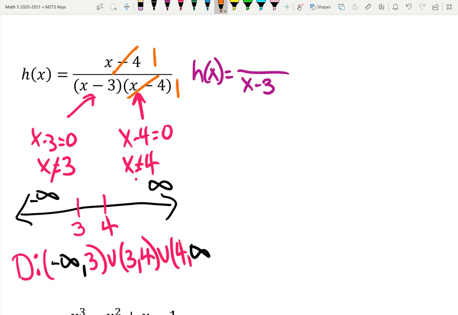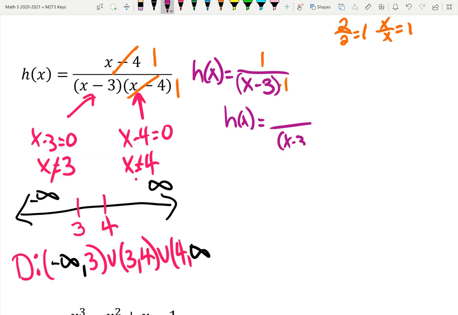2 divided by 2 is 1. X divided by x is 1. X minus 4 divided by x minus 4 is 1. So what really happens is it transforms into this guy, which we can quickly simplify to be like so. But I have to remember where x cannot be equal to 3 or 4.